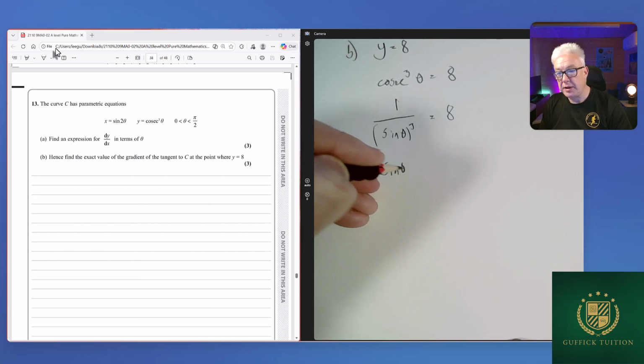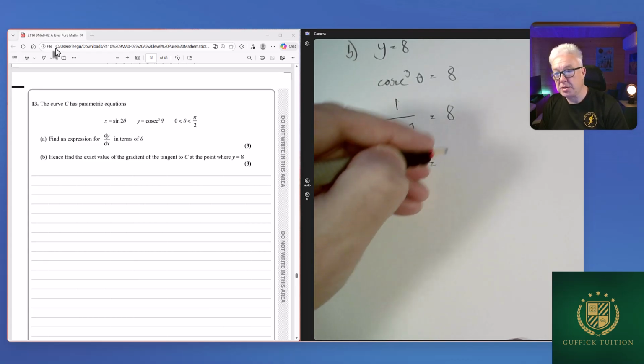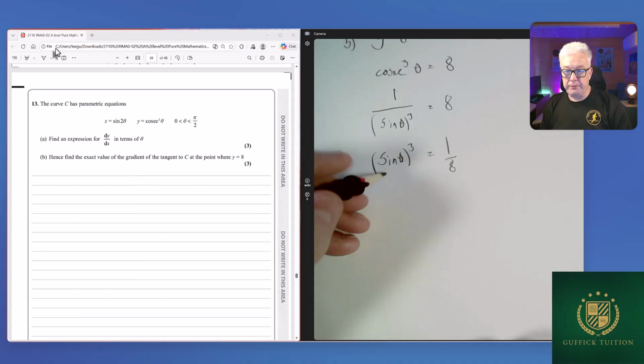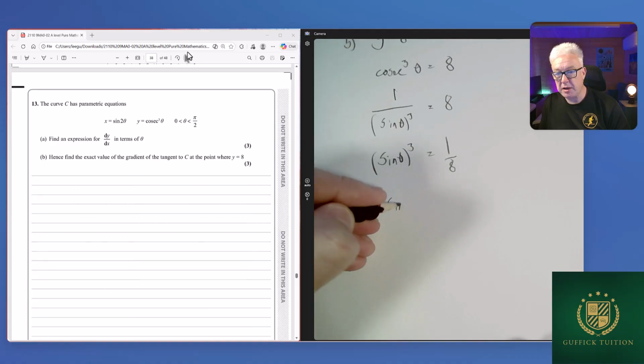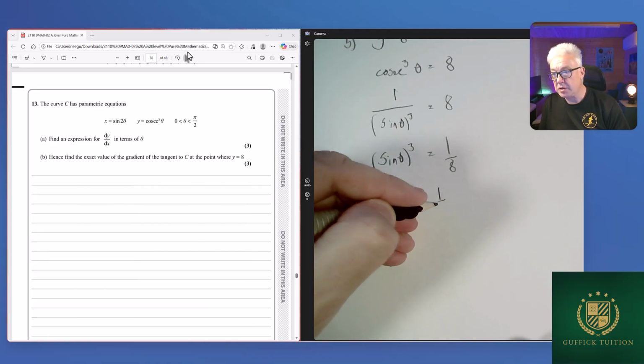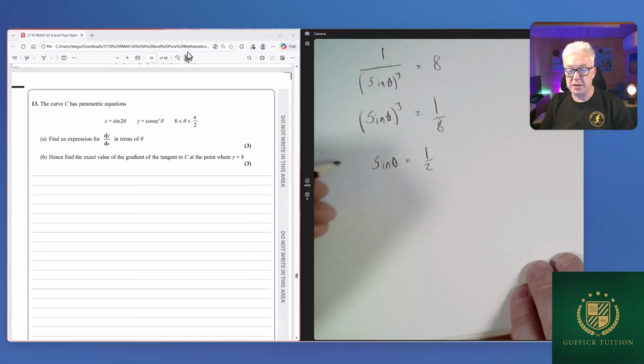So sine theta all cubed is equal to 1/8. Cube root both sides now. Cube root both sides, so that gives us that sine theta is equal to 1/2. Okay, that's really nice. Sine theta is equal to 1/2.